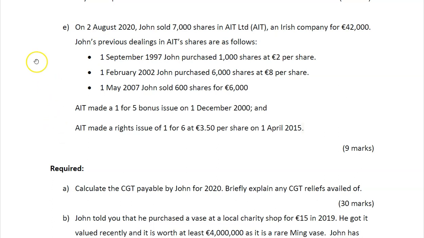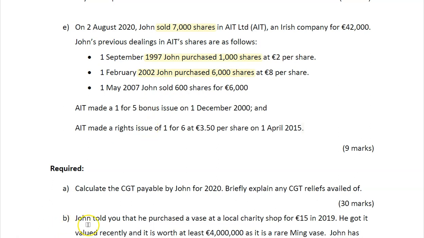So we're doing this for John. John is Irish resident and domiciled, and we're just looking at this transaction. So the thing to do is read it. He sold 7,000 shares for that much. And then he has previous shares. In 1997, he purchased 1,000 shares. And in February 2002, he purchased another 6,000 shares. And the bonus issue and the rights issue.